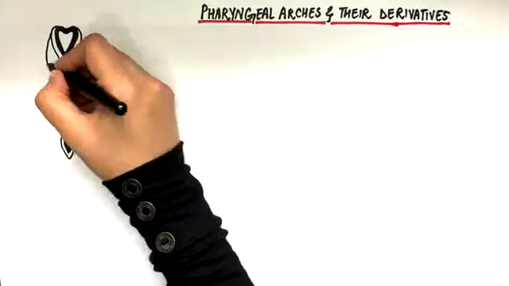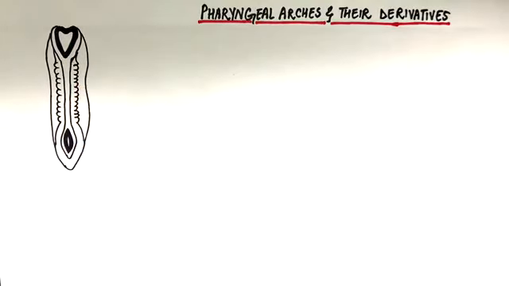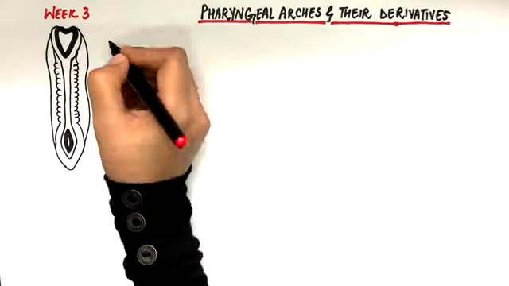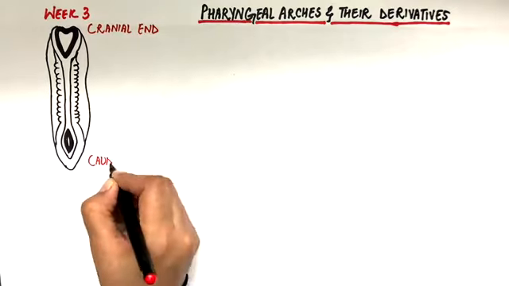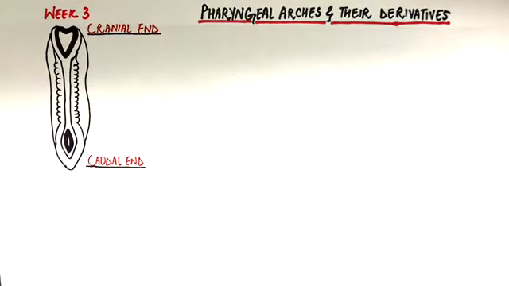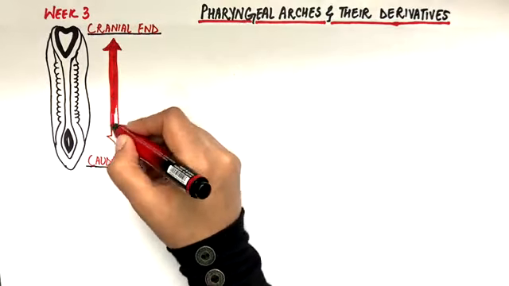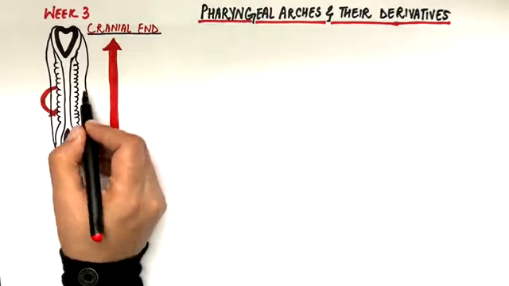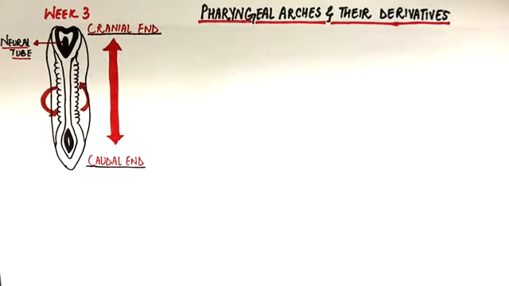So let's begin. This will be the frontal or ventral view of an embryo at week 3. The developing embryo will have two ends, the head or the cranial end and the tail or the caudal end. The embryo will start folding at two planes or axes, the craniocaudal axis and the lateral axis. And just to mention here that this will be the neural tube lying inside the embryo.